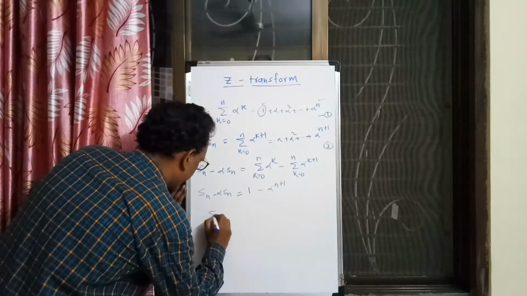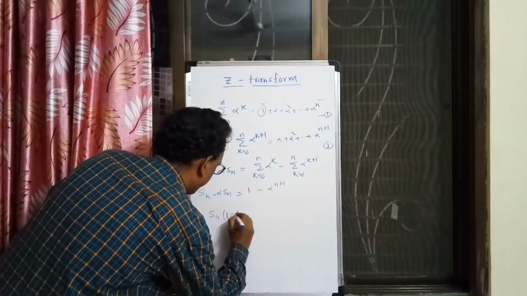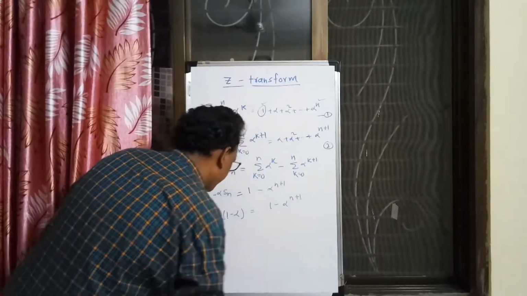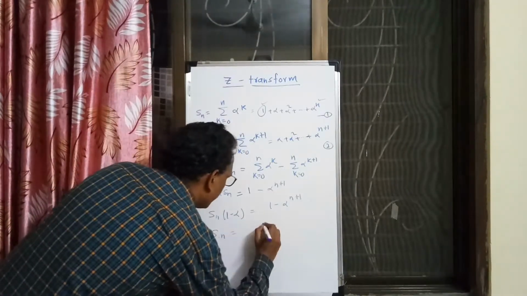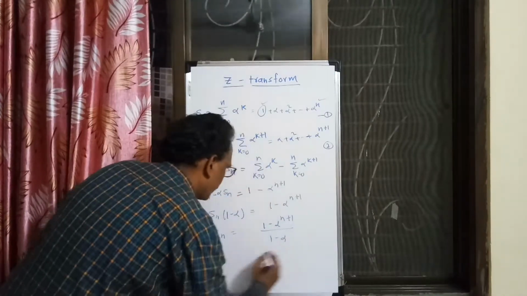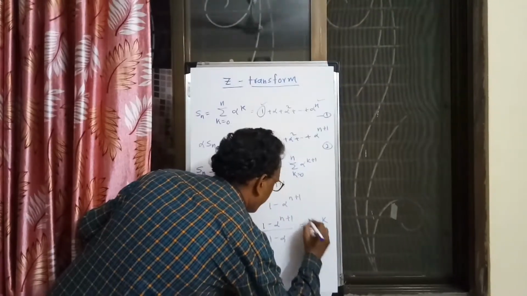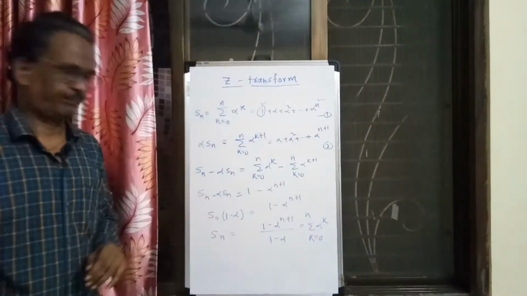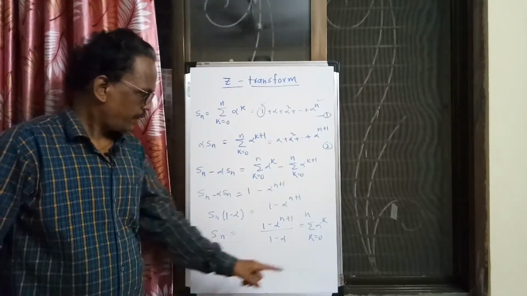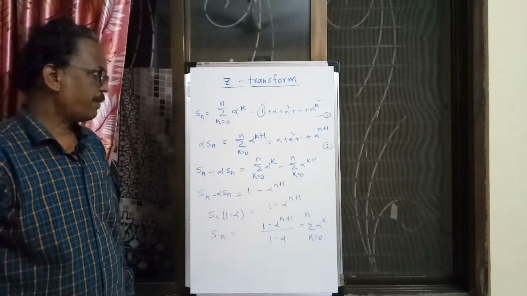So if I take Sn out, let us write one more step here: 1 minus alpha raised to n plus 1. So Sn equals 1 minus alpha raised to n plus 1 divided by 1 minus alpha. What is this? This is the summation of alpha raised to k varying from 0 to n. It is the value of this. Sn is nothing but the summation of alpha raised to k varying from 0 to n, which is 1 minus alpha raised to n plus 1 over 1 minus alpha.